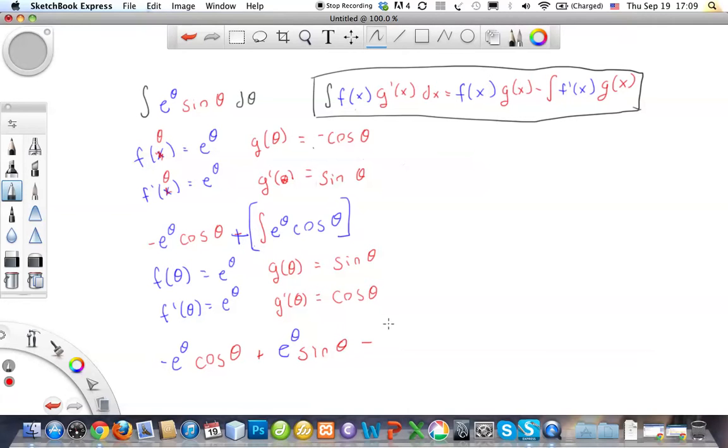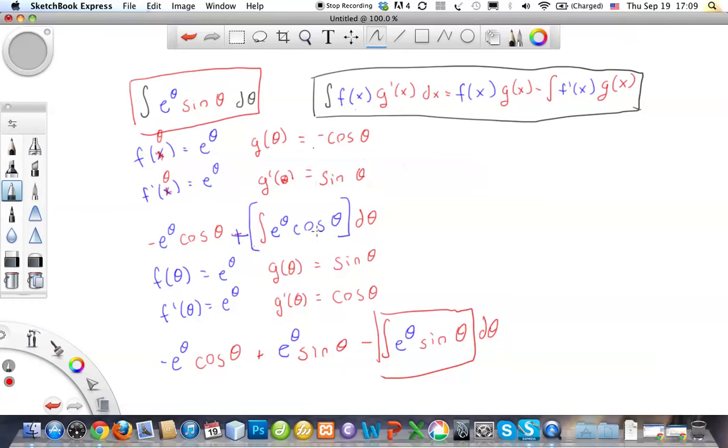minus the integral of e theta sine theta. Now notice, this right here is equal to our original equation. Excuse my notation because I forgot to write d theta on all these, because remember we have that infinitesimally small number that technically doesn't change. It's just a very small number. So we have this exact same function up here, and we have the exact same integral down here.